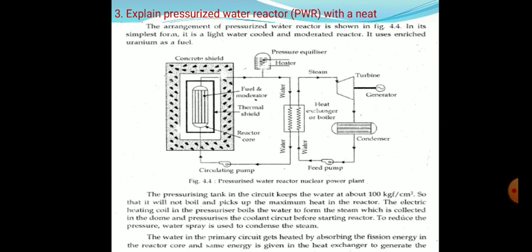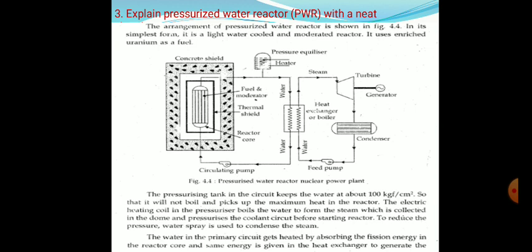Next question: explain the pressurized water reactor with a neat sketch. The arrangement of a pressurized water reactor is shown in figure 4.4. In its simple form, it is a light water cooled and moderated reactor. It uses enriched uranium as a fuel.